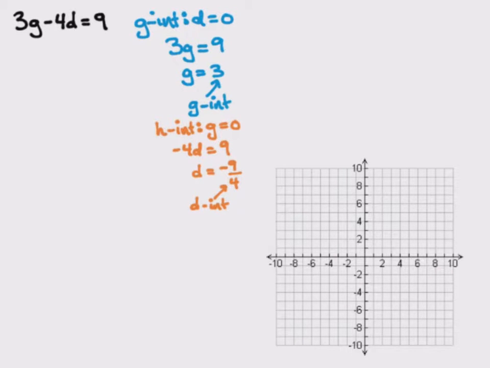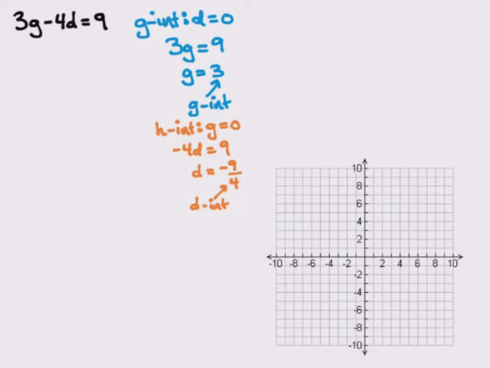So in this case, we found that our g-intercept was 3, that's nice, but our d-intercept was negative 9/4, or as a mixed number, negative 2 1/4. Now I'm sure we could do a pretty good job eyeballing that on our graph, but in general, we want to try to graph as accurately as possible, and so eyeballing just isn't part of the equation.